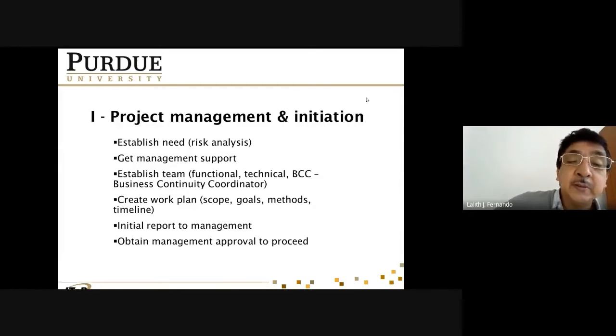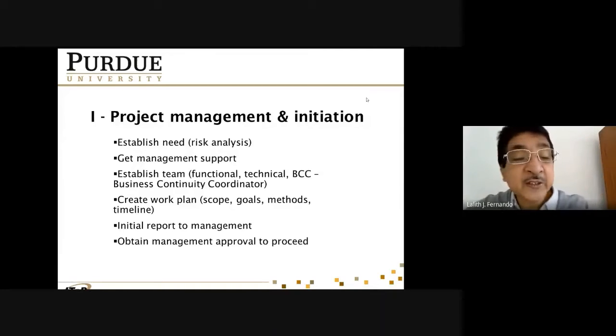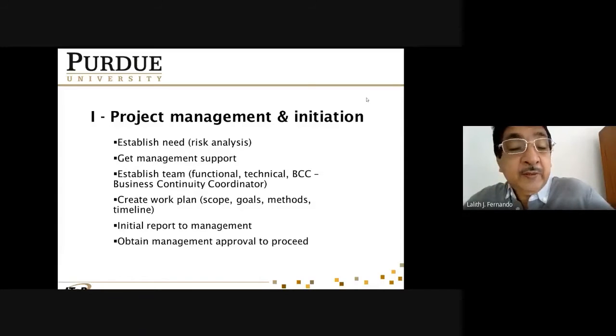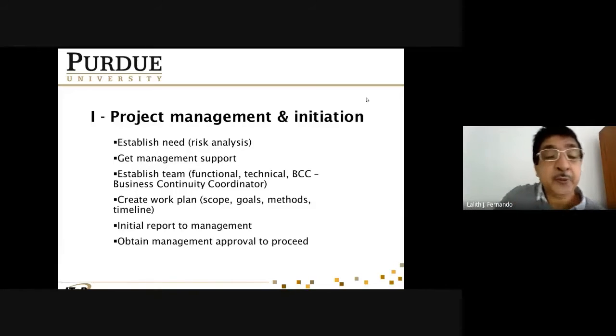Then the third stage or third step of the project management and initiation is to establish the team. Now in the team, you need to have people to carry out different functions of business continuity management, disaster recovery. And there should be technical people there. And there should be coordinators, business continuity coordinators. Because the coordinators will look after their own departments, because this is an enterprise-wide project where you need to implement these things all over the organization. In the organization, there are different units, different departments, different divisions. So all these divisions should have a business continuity coordinator.